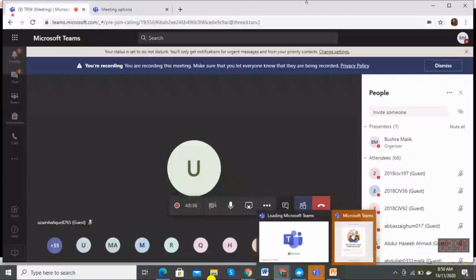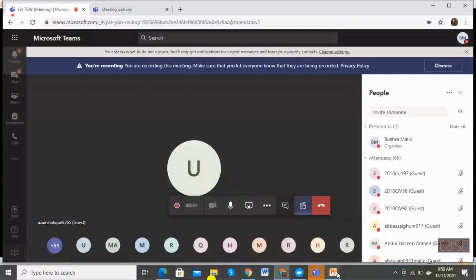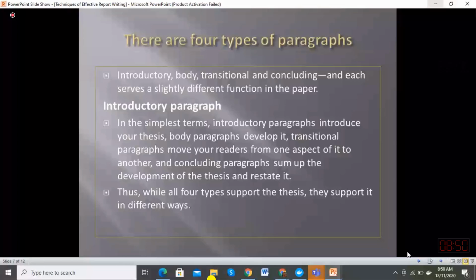Yes ma'am. Okay, so there are four kinds of paragraphs: introductory, body, transitional, and concluding paragraphs. Each serves a slightly different function in the paper. Let me first tell you about the topic sentence. A topic sentence is a sentence which contains the main information or the subject. As for the transitional sentence, we could guess it from the word transition. It is used, for instance, to make connections from one piece of information to another.